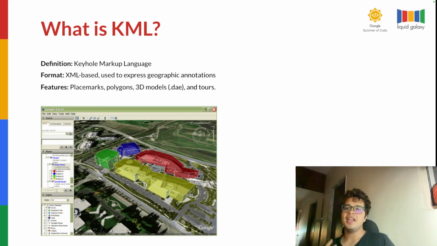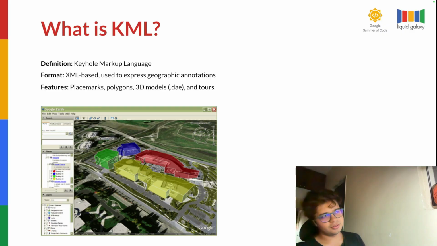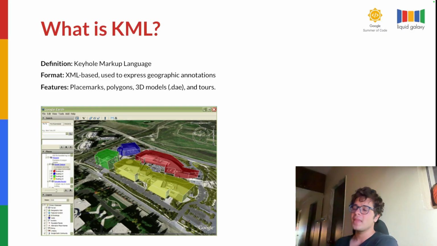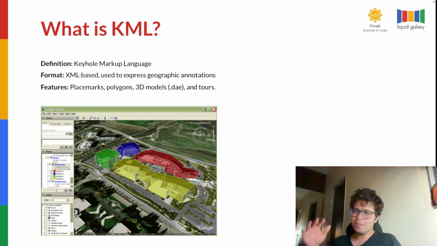So for example, if I want to place a KML on Earth, what all can I do? I can use a placemark in KML. I'll explain what a placemark is. If I want to highlight an area, I can draw a polygon. If I want to show a 3D model, I can link a DAE file. I'll talk about this further in the video. And if I want the camera to move automatically around the locations, I will create a tour, right?